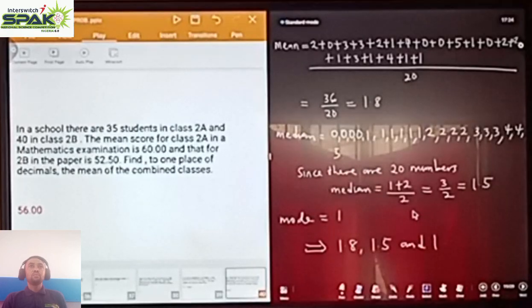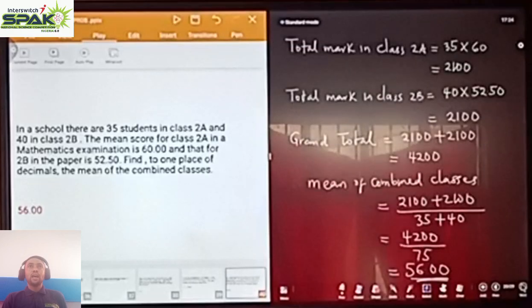Now the next question. In a school, there are 35 students in class 2A and 40 students in class 2B. The mean score for class 2A in a mathematics examination is 60.00, and that for 2B in the paper is 52.50. Find, to one place of decimal, the mean of the combined classes. Now the first thing is that we find the total mark for each class. Now the mean of 35 students is 60. The total mark will be 35 times 60, and that's 2,100.